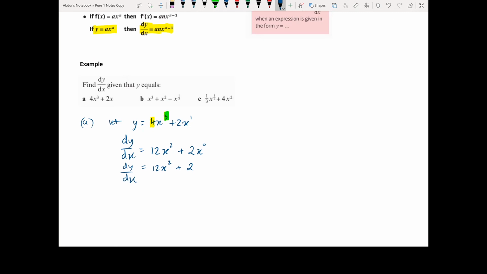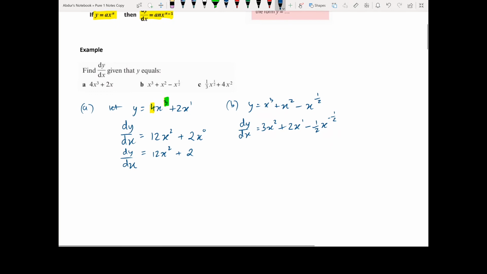Part B, y is equal to x cubed plus x squared minus x to the power of a half. Now when we differentiate this, we get 3x squared plus 2 times 1 here, so 2x, reduce the power from 2 to 1, minus a half times the minus 1, which gets us minus a half, x to the power of reduce the half by 1 to get us minus a half.